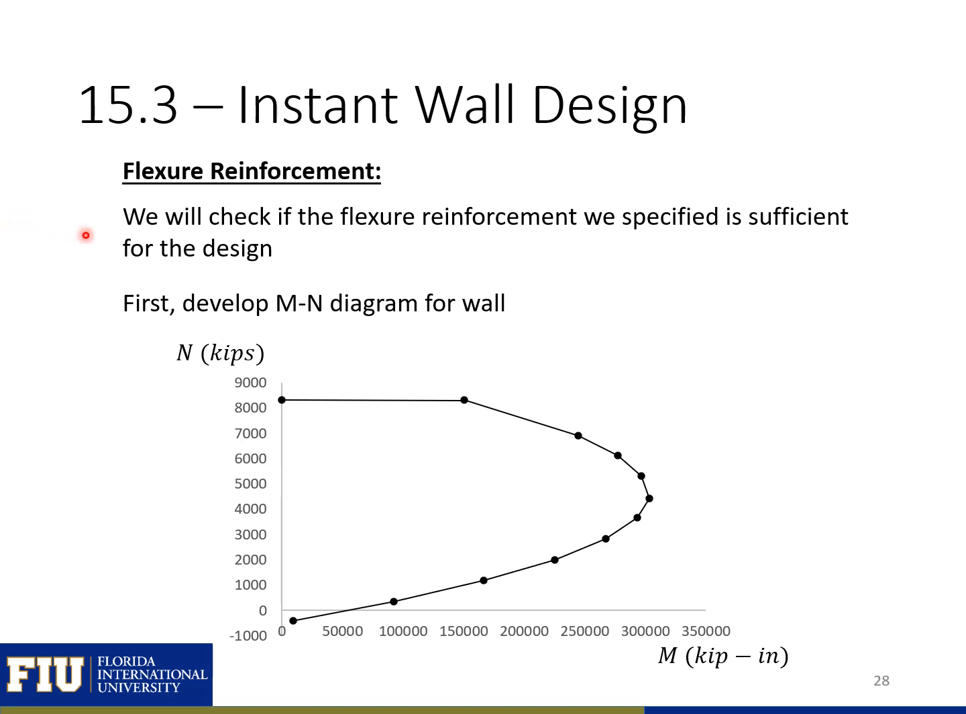We need to check to see if our flexural reinforcement is sufficient for the design. So the first thing we would need to do is develop a moment axial interaction diagram for the wall. Shown here is the moment axial interaction diagram for the wall that we're looking at, our initial design.